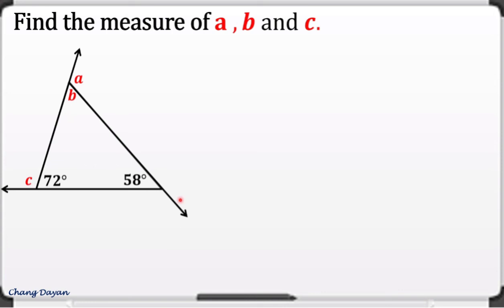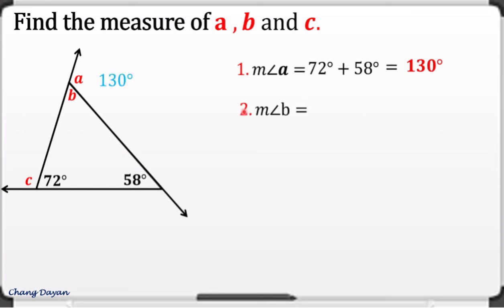Now, let us have this. Find the measure of A, B, and C. Let's find first angle A. So, as we all know, we have to add the two remote interior angles. So, add 72 and 58. And that's the measure of angle A. So, 72 degrees plus 58 degrees is 130 degrees.